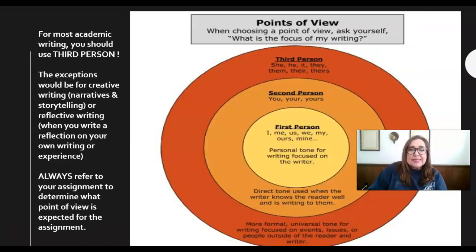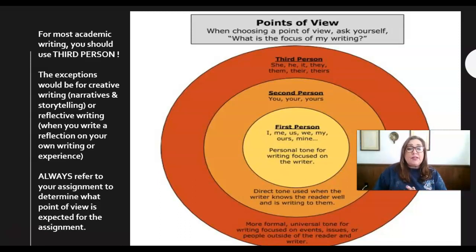So next, this is a big problem with academic writing. For most academic formal writing, you're going to use third person. There are 3 levels of point of view: first person, second person, and third person. For formal writing, you need to just use third person. It needs to be away from your opinion. You don't need to insert yourself into an academic paper. There are a few exceptions.